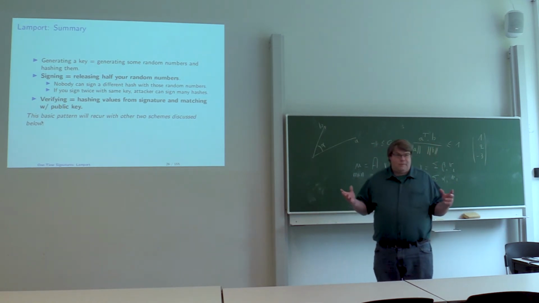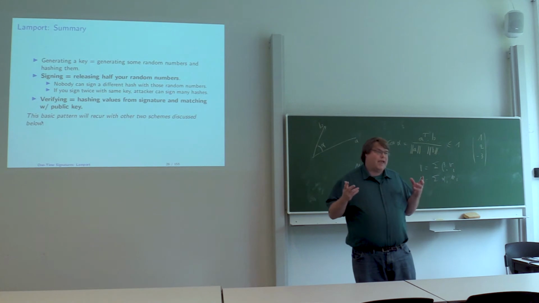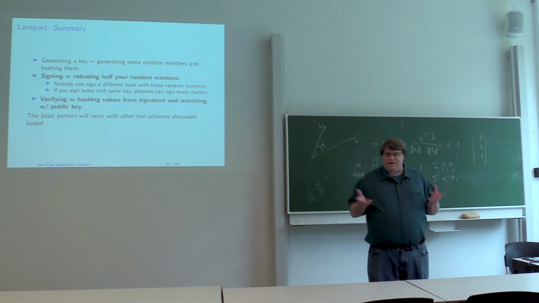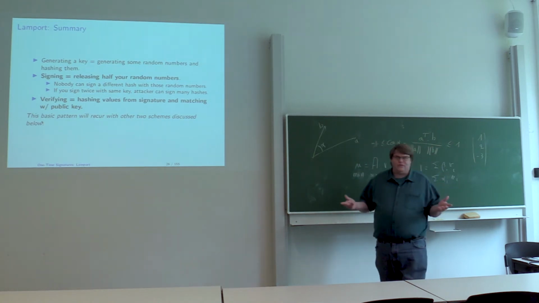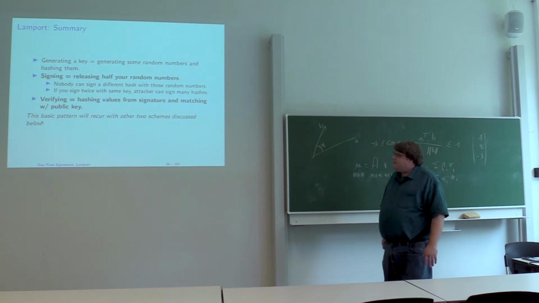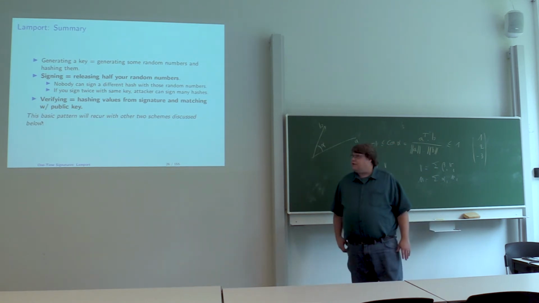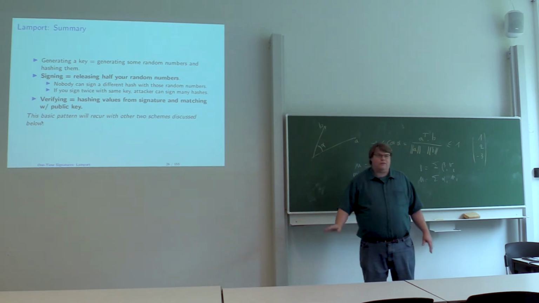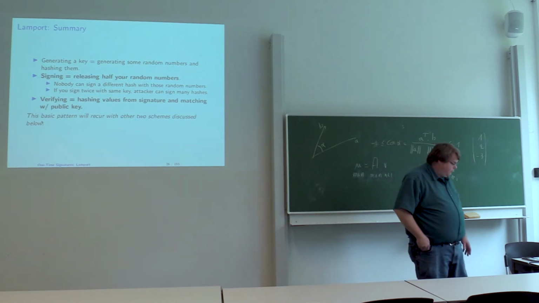So right off the top, you can see intuitively why can't you sign more than once with this scheme? Well, every time I sign, I reveal half my private key. So it's sort of intuitive that, gosh, I can't do that very often before I've lost all my security. Verifying is just hashing the values from the signature and matching them to the public key. And all of this pattern occurs in these more complicated schemes I'm going to talk about.